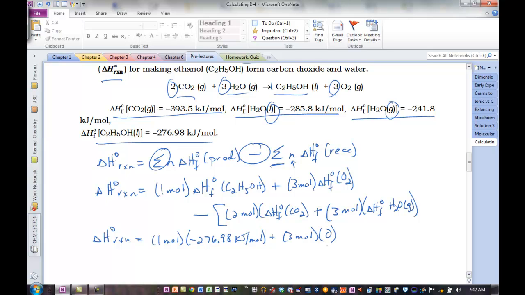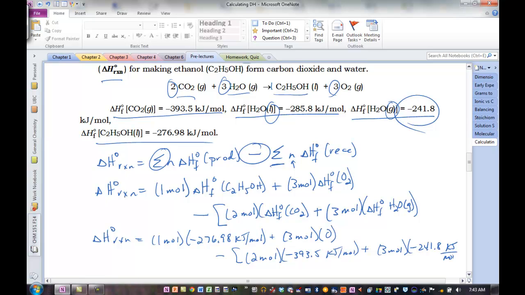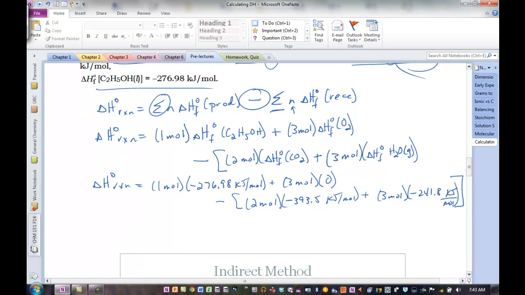Okay? And then we're going to subtract off the sum of 2 moles CO2 times negative 393.5 kilojoules per mole. And then we have 3 moles of water vapor, so to get the right value, times negative 241.8 kilojoules per mole. All right, so let's do our calculation here. I'm running out of room, so let's squeeze this in here.